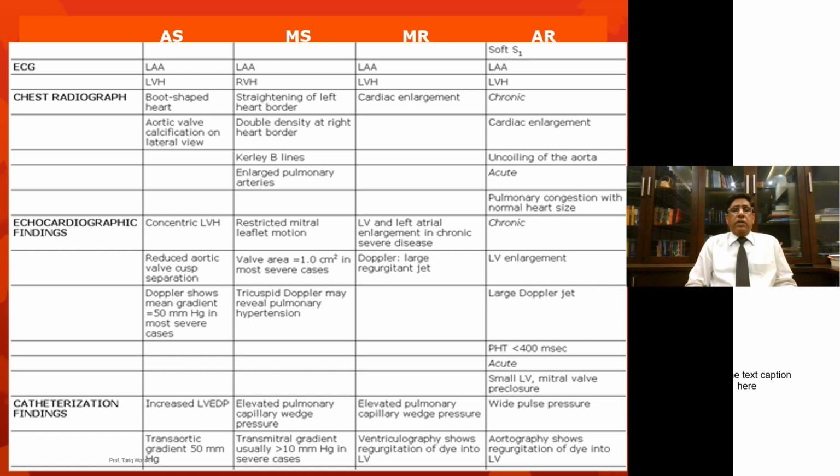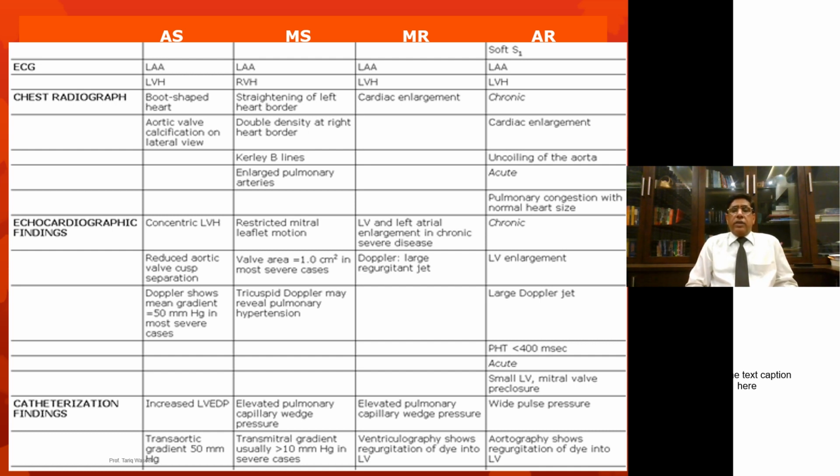On catheterization, in aortic stenosis, there is increased left ventricular end-diastolic pressure. A transaortic gradient of more than 50 millimeters is a sign of severity. In mitral stenosis, there is elevated pulmonary capillary wedge pressure and transmitral gradient, the pressure difference between the left atrium and the left ventricle during diastole. If it is more than 10 millimeters of mercury, it is a sign of severity.